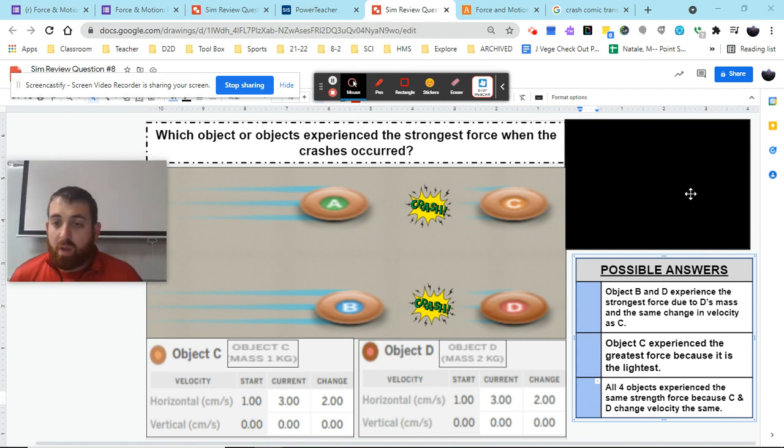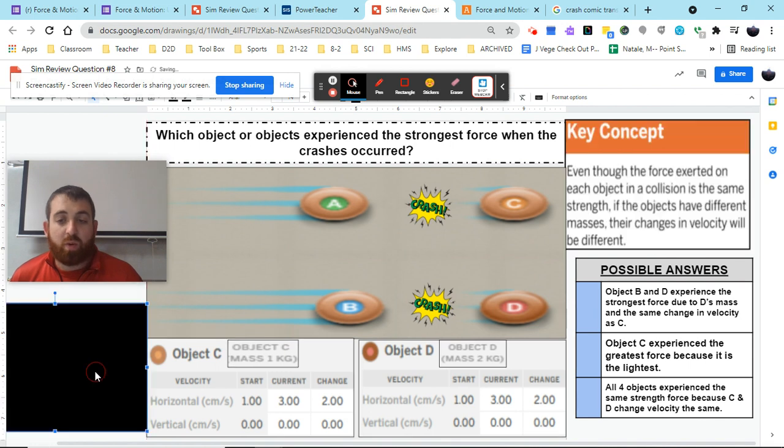Let's take a look. The key concept that helps us with this question is as follows. The force exerted on each object in a collision is the same strength. So we know that object A and C when they collide had the same strength. B and D had the same strength when they collided. If the objects have different masses, their changes in velocity will be different. So objects C and D here both have different masses. C has a lighter mass than D. And when we look at their velocities, they actually change the same.